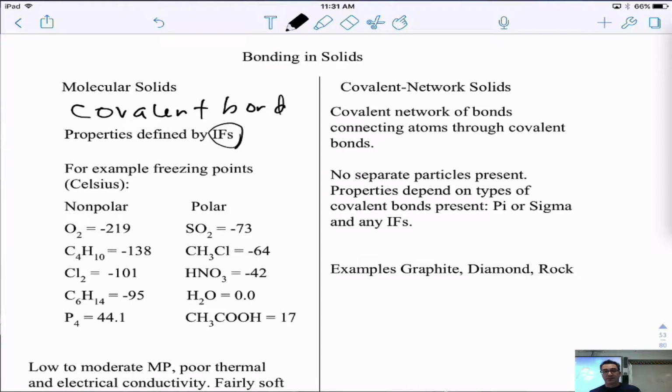Another type of solid that has covalent bonding is called a network covalent solid. In these network solids, all of the atoms are bonded together throughout the entire substance, so there are no separate particles present. All of the atoms are bound together, and this creates a macromolecule with some really unique properties found only in covalent networks.